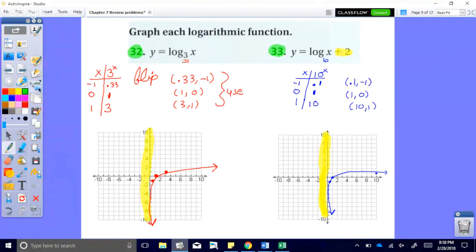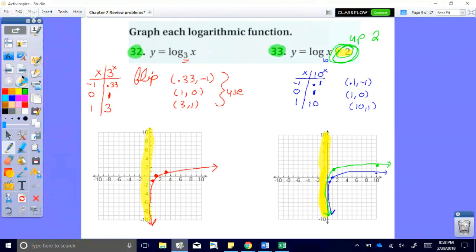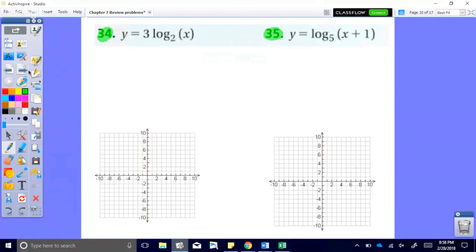However, this time we have this +2. The +2 is going to take this function and move it up 2. So I'm going to take all these points and shift them up 2. So the green is my final answer. Okay, the green is the one that took this logarithmic function and shifted it up 2.